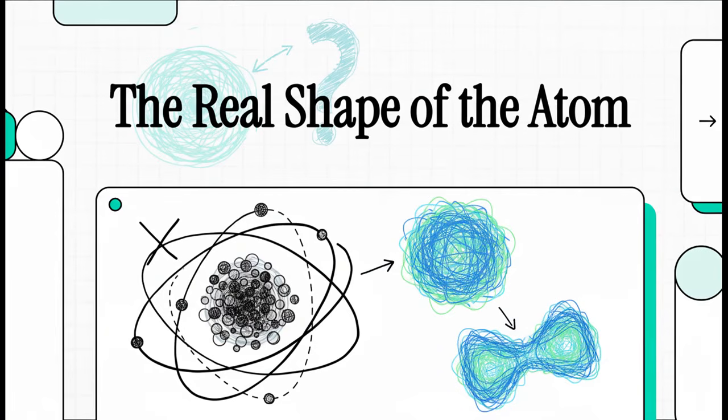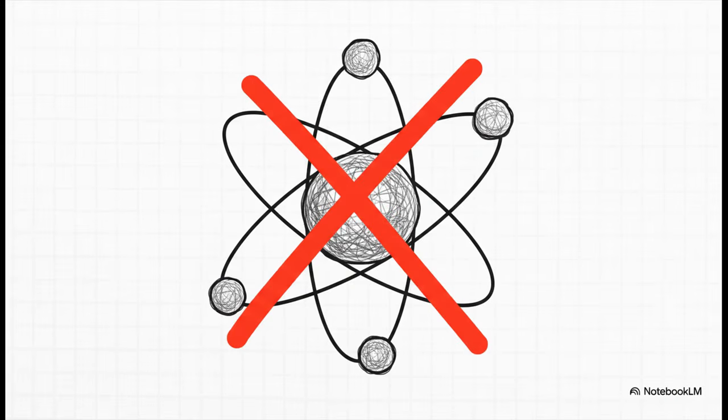Okay, so what if I told you that one of the most famous pictures in all of science is just completely wrong? Yeah, you know the one I'm talking about. That little nucleus in the middle with electrons just zipping around in these perfect little orbits. Kind of like planets around the sun. It's an awesome image, right? It's everywhere. But yeah, it's not even close to what an atom really looks like.